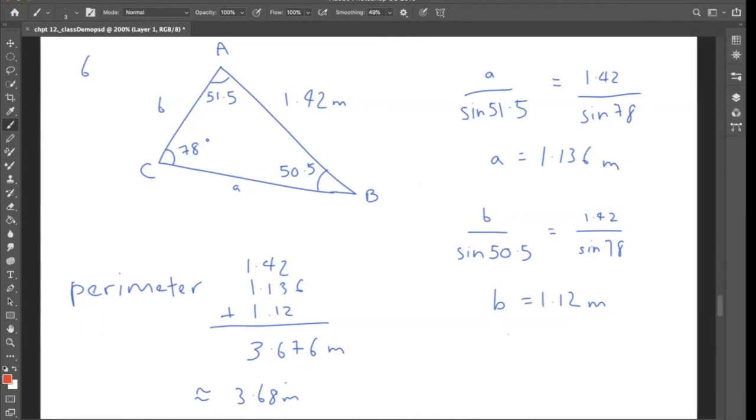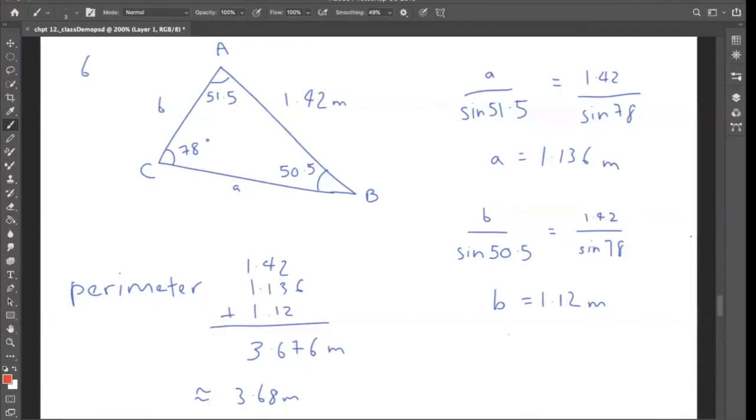Okay, so this is 3.68. All right, so here we have angle A, angle C 78 degrees, and angle B 50.5 degrees. Okay, so how to get this? We get 180, then after that we get 51.5 degrees. We fill in the sides, denoted by small letter a, small letter b, and then 1.42.